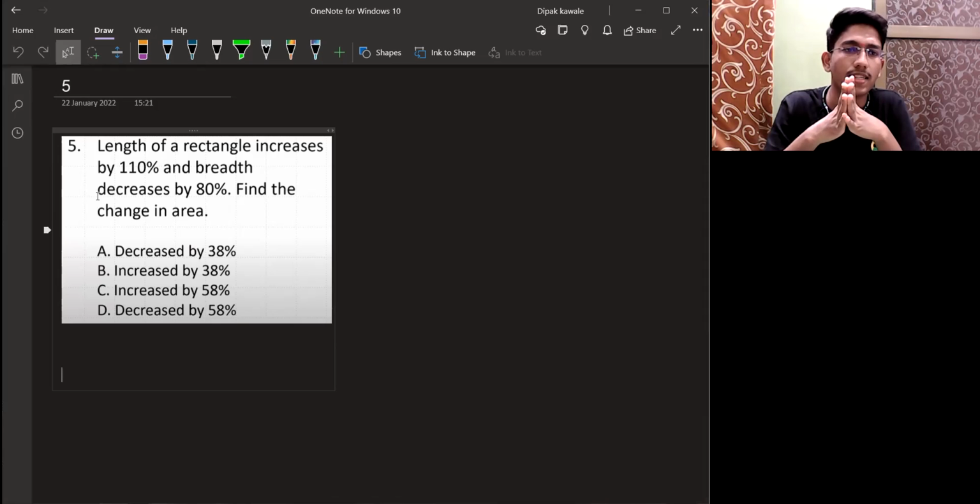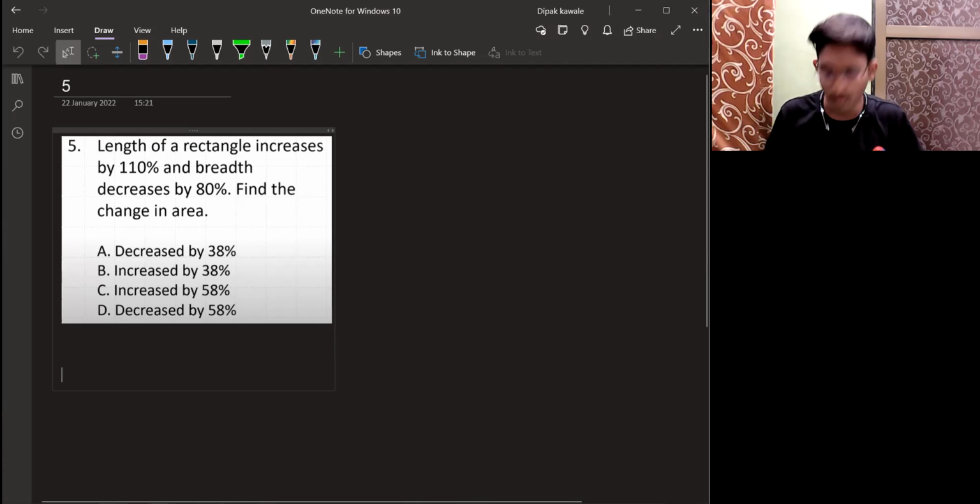Length of rectangle increases by 110% and breadth decreases by 80%. Simple. Rectangle, length into breadth. That means we can apply that technique. Okay, so stop this video and without touching the pen, please solve. So I assume you have solved this.